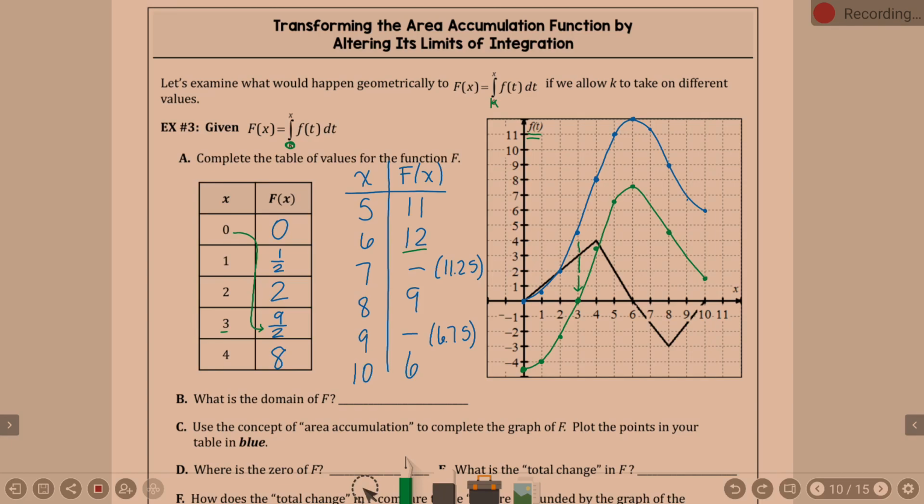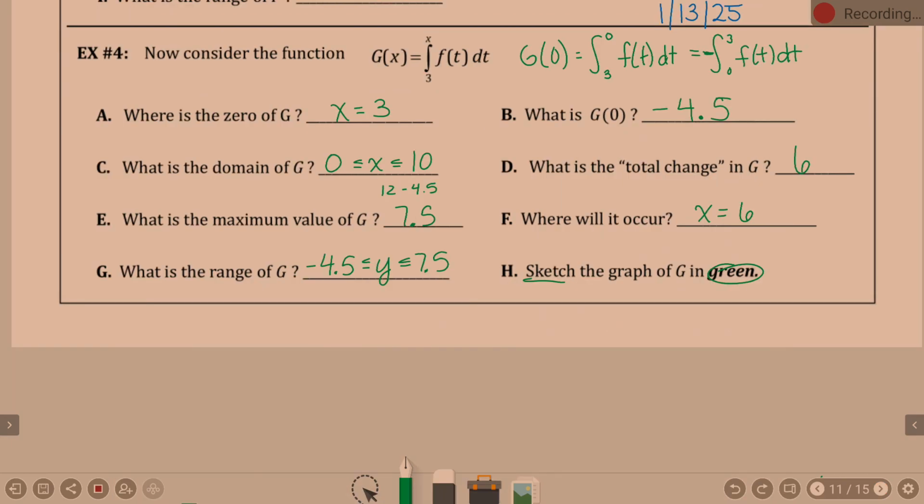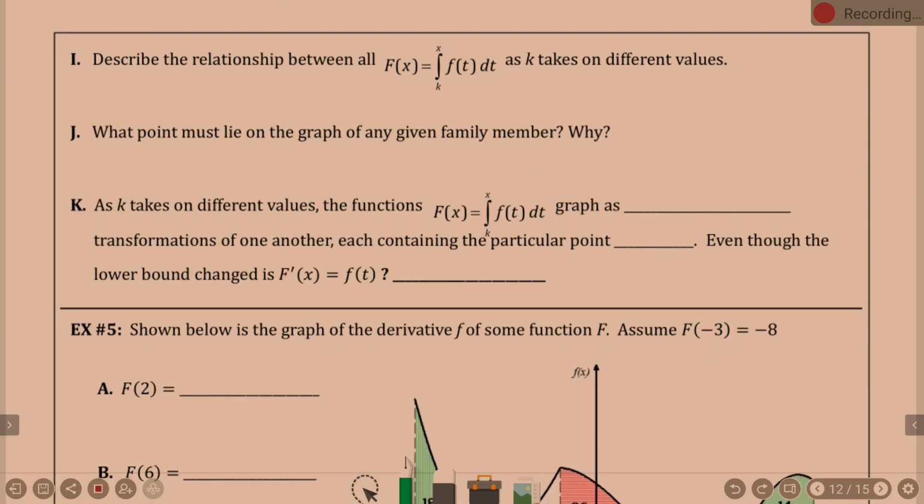So in example 3, k was 0. In example 4 here, k is 3. What's it doing? The graph shifts, yes. And specifically it's a vertical shift. So all F of x in this case are going to be vertical shifts of each other. So all capital F of x are vertical shifts of each other.